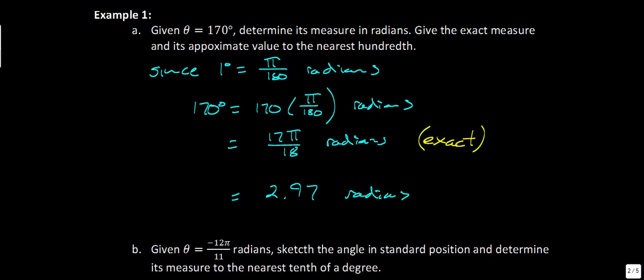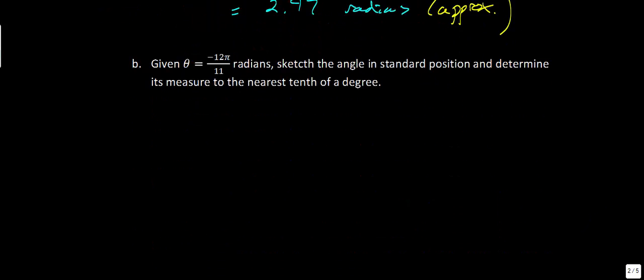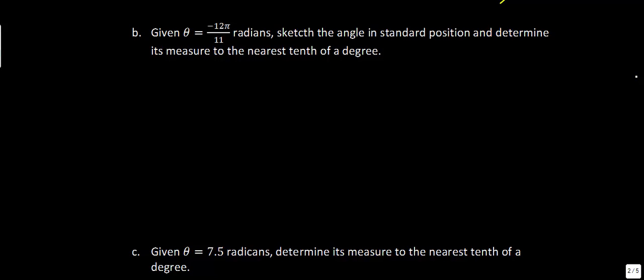Okay, and so this, if you just want to make note of that, that would be the approximation. Okay, let's try another one. So again, we're using those same rules that we had on the previous page. So this one right here, it says, given theta is equal to negative 12 pi over 11 radians, sketch the angle in standard position and determine its measure to the nearest tenth of a degree.